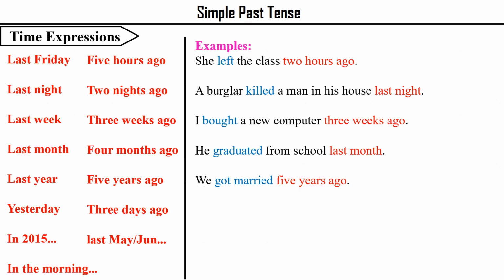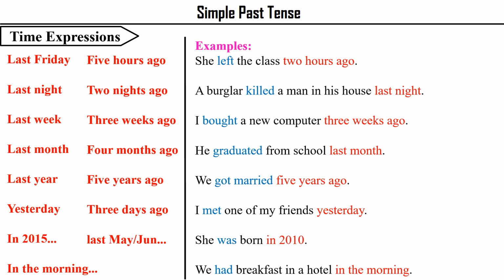We got married 5 years ago. We have been married for 5 years. We got married 5 years ago. I met one of my friends yesterday. Yesterday is over, it has ended. She was born in 2010. Now she is 11 years old. She was born in 2010. We had breakfast in a hotel in the morning.